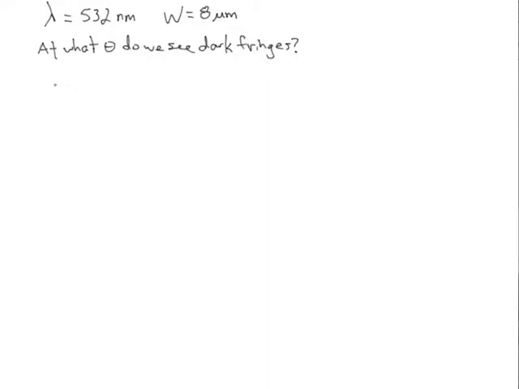Okay, so we have our equation: W sine theta dark is equal to m times lambda. We can take our first dark fringe, which is given to us by the value of m equals 1, and for this case we'll just take plus 1.